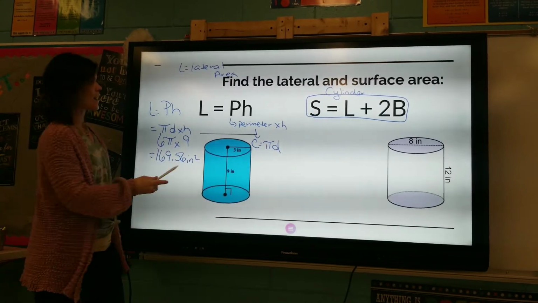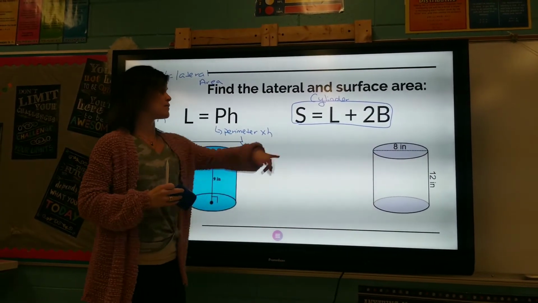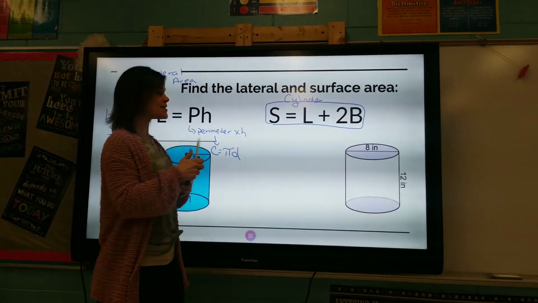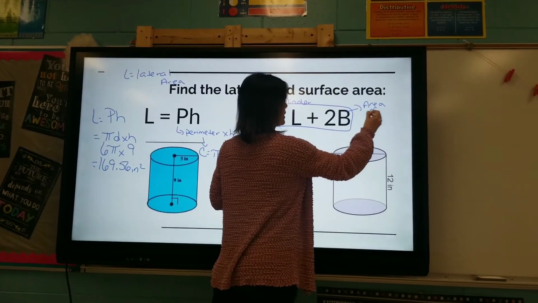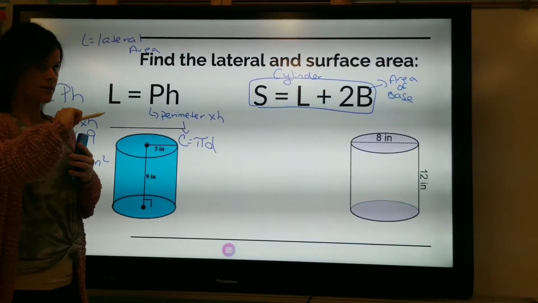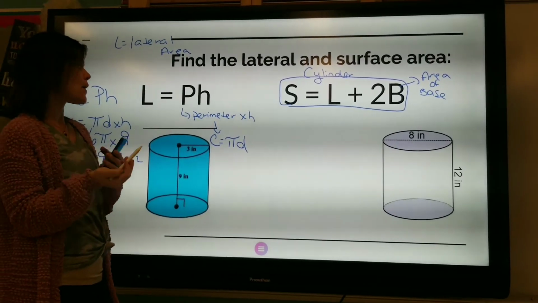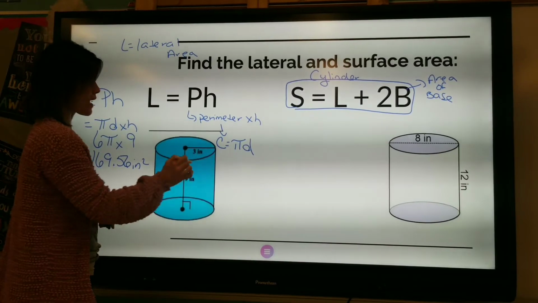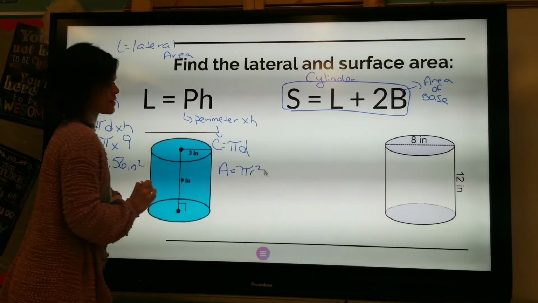So now I have to go in and find my surface area using this formula. All I've done is find my L. Okay? So 2B, we know by now B stands for the area of our base, and I'm going to use 2B, because I have two circular bases. So now I have to remember, how do I find the area of a circle? For that, I am going to do pi radius to the second power.